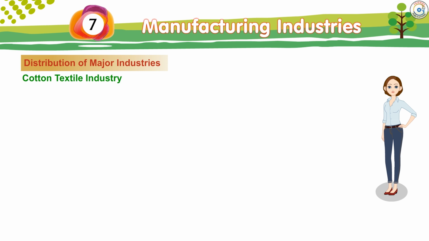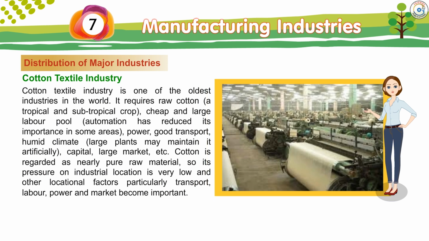Cotton textile industry. Cotton textile industry is one of the oldest industries in the world. It requires raw cotton, a tropical and subtropical crop, cheap and large labor pool, though automation has reduced its importance in some areas. Power, good transport, humid climate, large plants may maintain it artificially, capital and large market, etc.